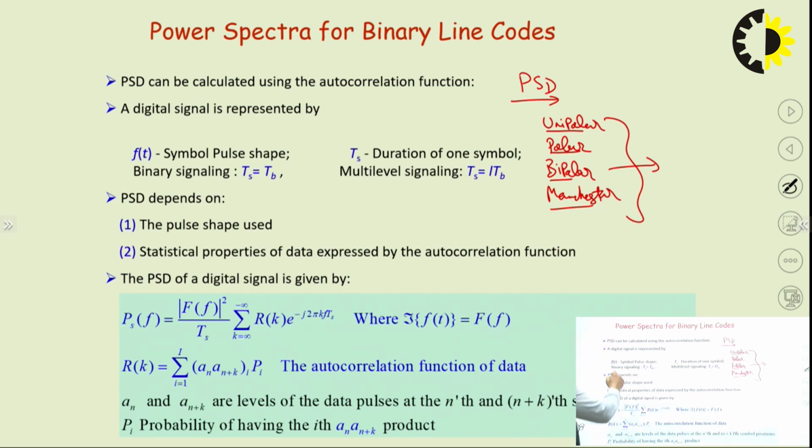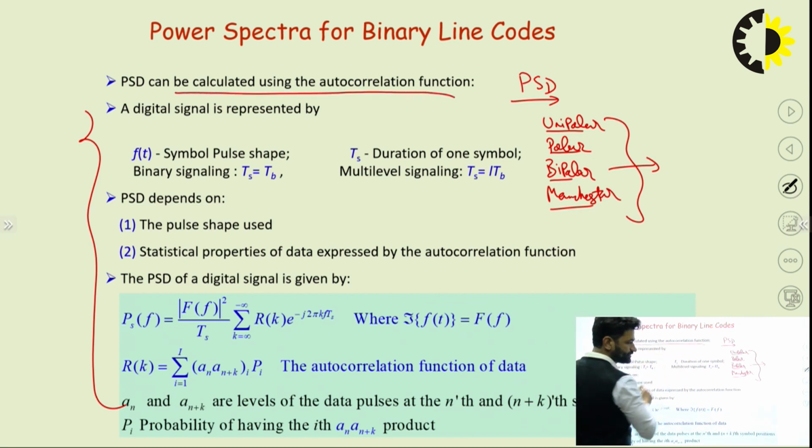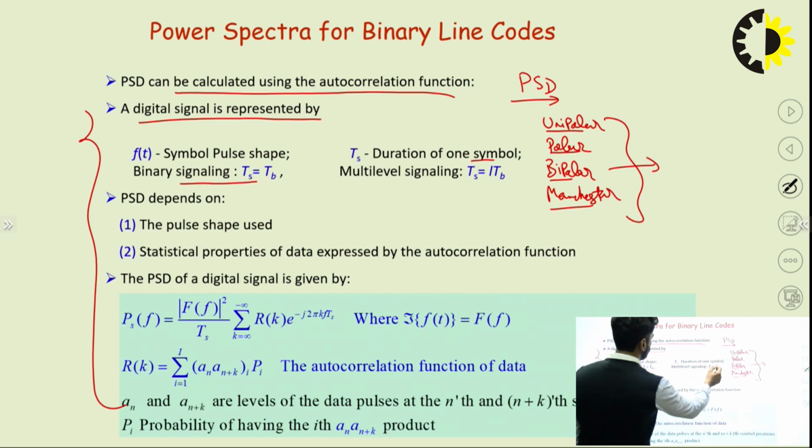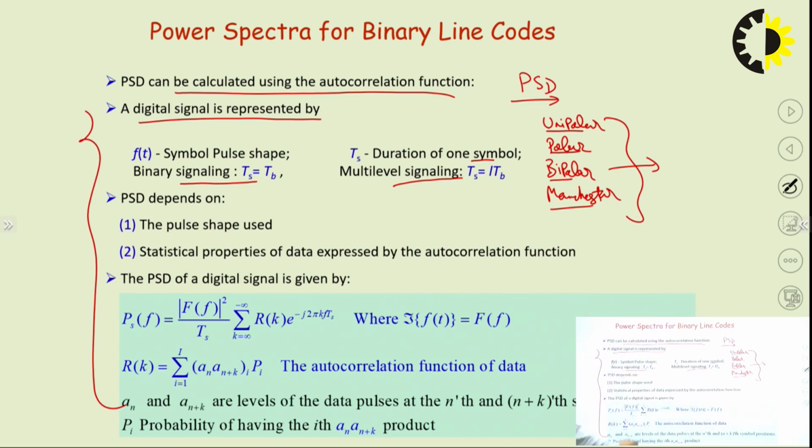Now see, this is the numerical part of how to calculate the PSD. PSD can be calculated using the autocorrelation function. First we have to find the autocorrelation function. A digital signal is represented by a pulse having Ts equal to Tb, the duration of one symbol. Now PSD depends on the pulse shape used.